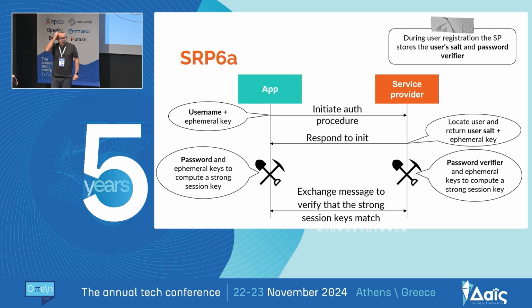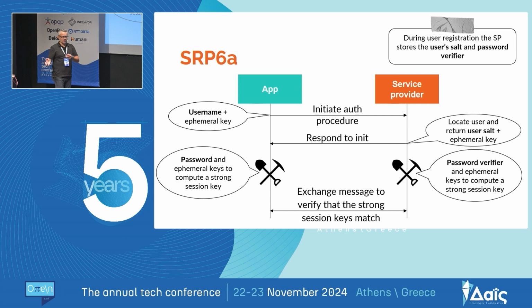Now, one such algorithm is SRP6A. This algorithm is free of patents, is widely used, and has many implementations in many languages. The idea is that during the registration procedure, the initial procedure, I create an ephemeral key, a user salt, and a password verifier. And I give this information to the servers.